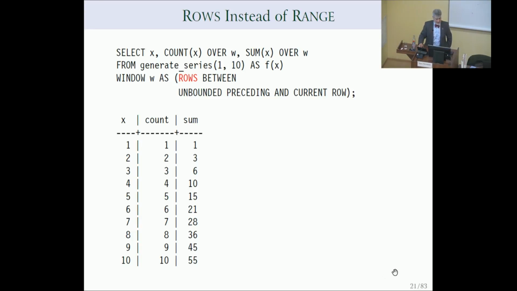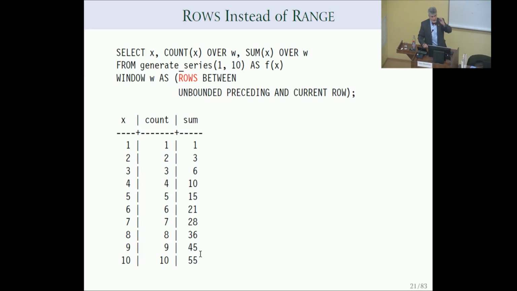What is happening? Well, the count looks kind of weird now. The count is exactly the same as the values here. That's kind of weird. But what about the sum? So the sum from unbounded preceding to current row in rows mode is literally from the first row all the way to the current row. So it's 1 is 1. This second row is 1 plus 2 is 3. 1 plus 2 plus 3 is 6. 1 plus 2 plus 3 plus 4 is 10. 1 plus 2 plus 3 plus 4 plus 5 is 15. All the way down to 55, which we know is the sum of the first numbers 1 to 10.